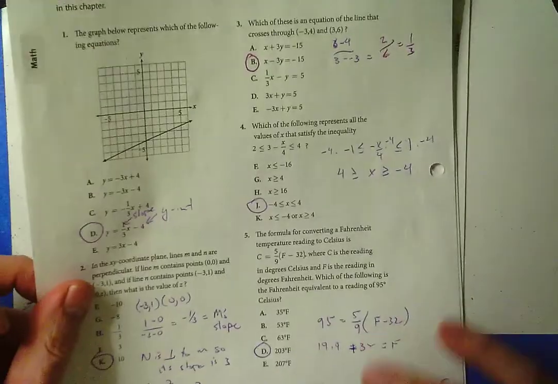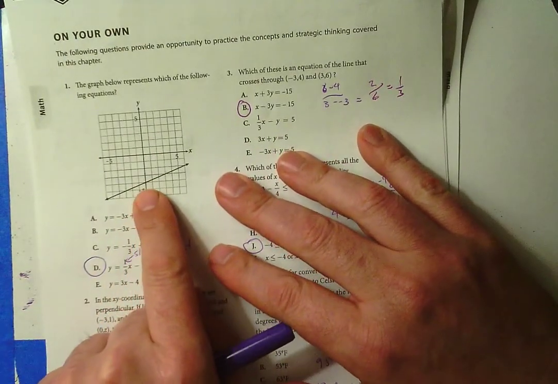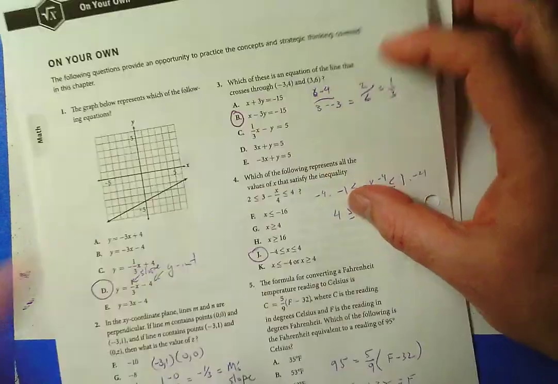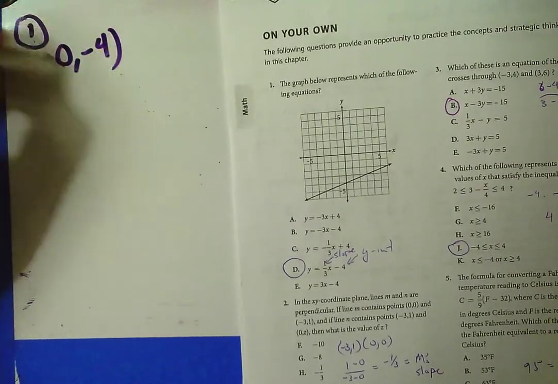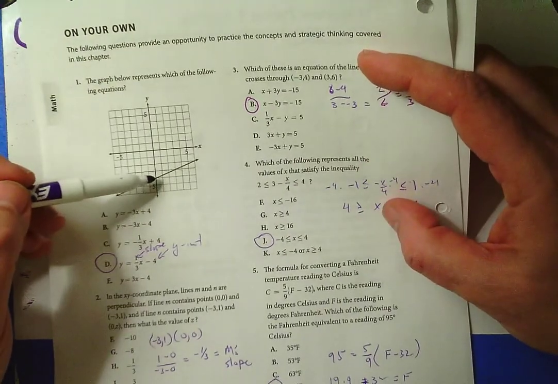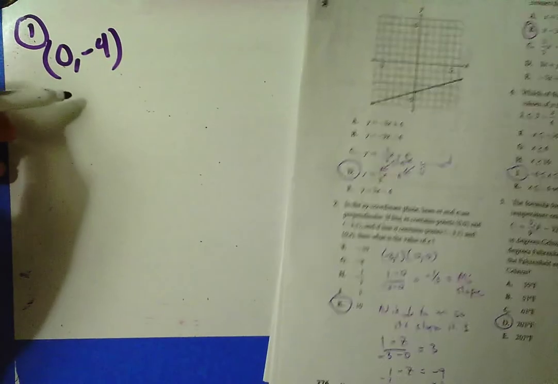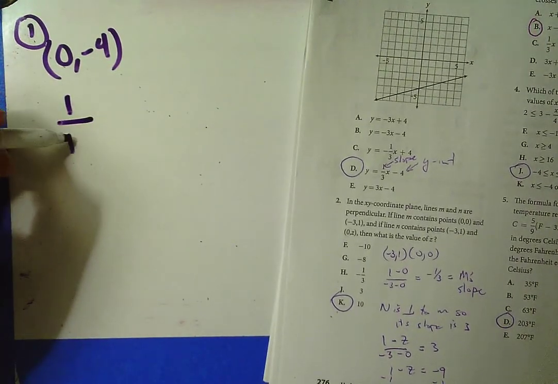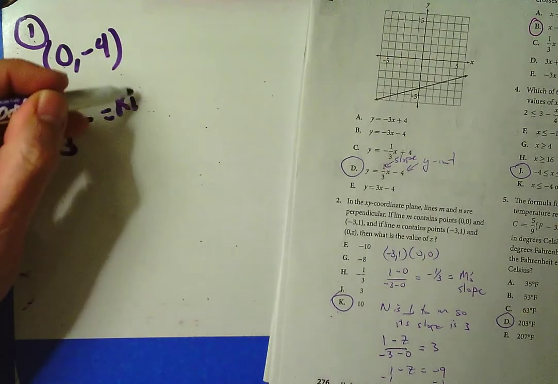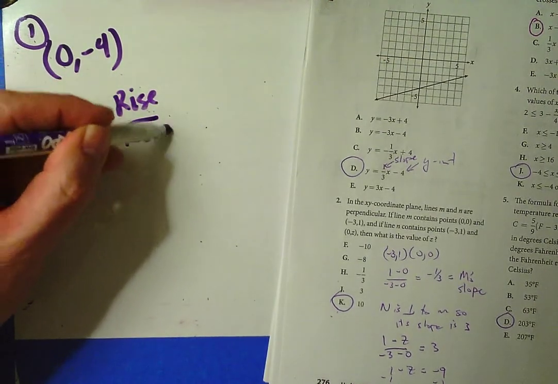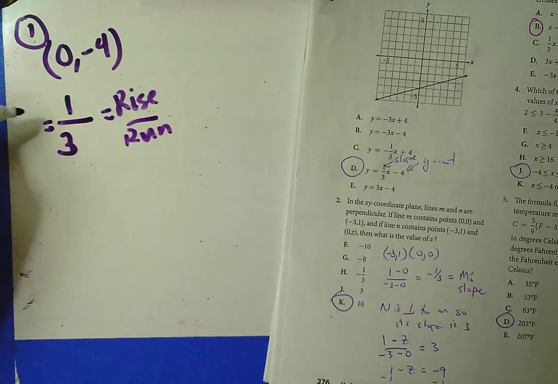So, number 1. The graph below represents which of the following equations? Well, when I look at this graph, I notice that there's an ordered pair. Here, I'll show you the graph. I notice that there's this y-intercept at 0, negative 4. And I notice the slope is up 1 over 1, 2, 3. A rise of 1, a run of 3. I counted the rise over the run and got a positive slope of 1/3.